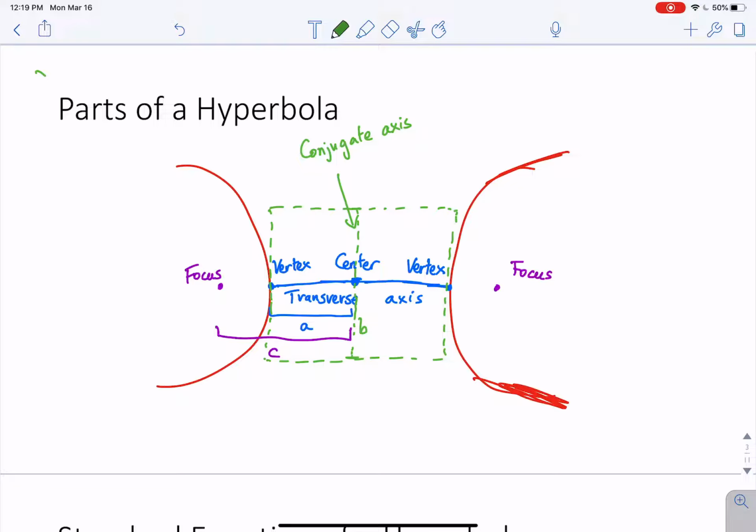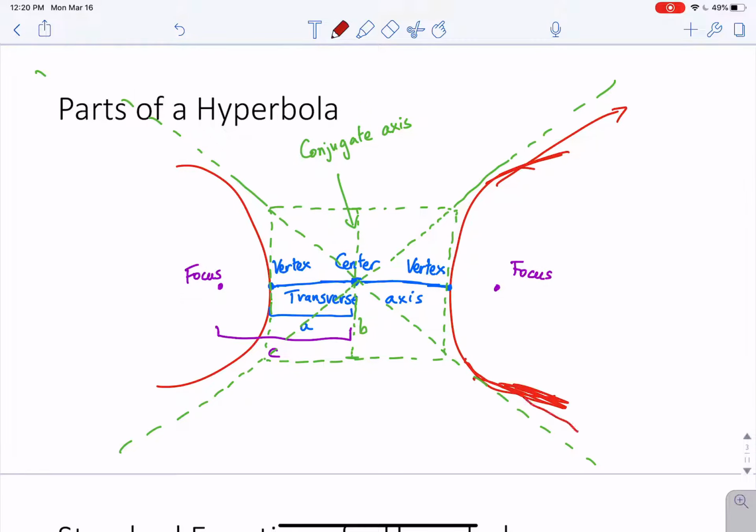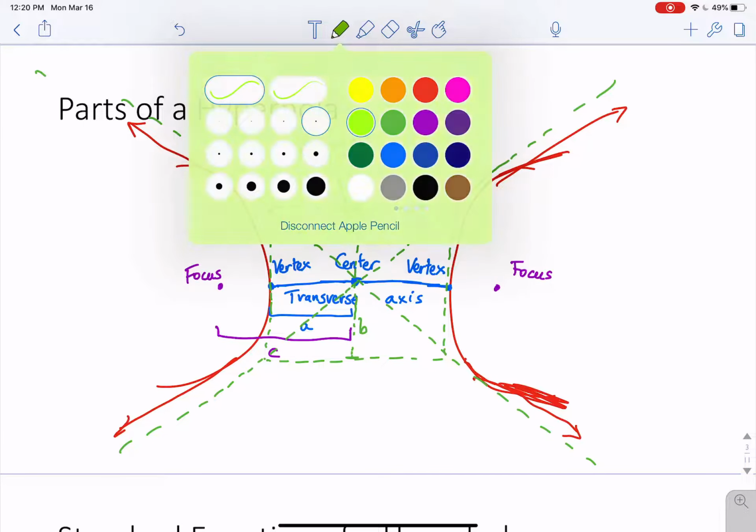And if I draw a diagonal line through the corner, so the diagonal of this rectangle, and then go through the center, notice what this does to my hyperbola. I get the asymptote to the curves of the hyperbola. Right? If I continue this, it would follow along that asymptote line, and that gives me asymptotes for this. So that's what the B value does.